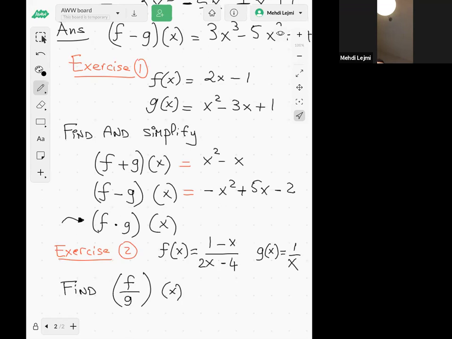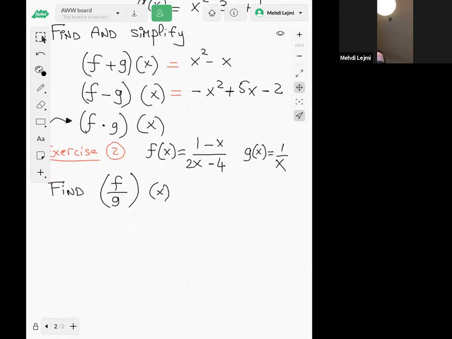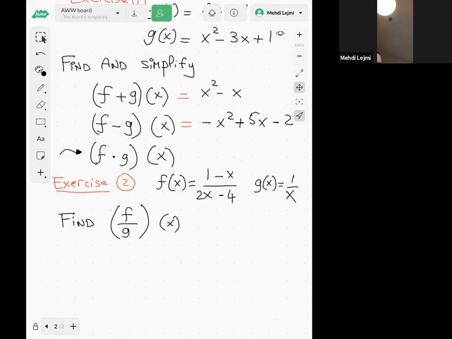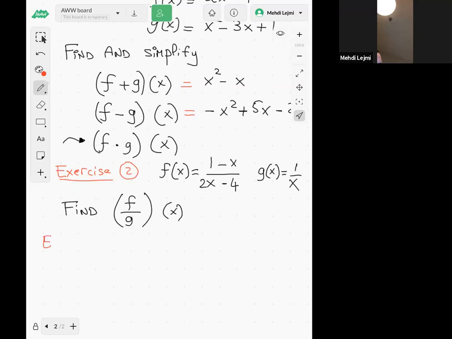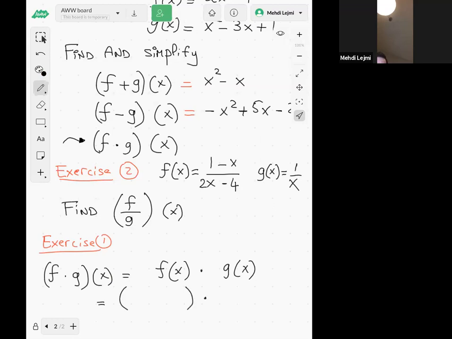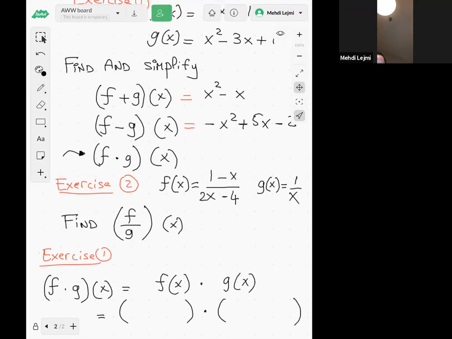So yeah, I think I'm gonna do the multiplication, right? Because I didn't do any example like the multiplication. So for exercise number 1, I'm gonna do the f times g. Okay, so this is f of x times g of x. So guys, for f of x, I'm gonna need parentheses times, and then the same for g of x. I'm gonna need parentheses. So f of x, it's 2x minus 1.